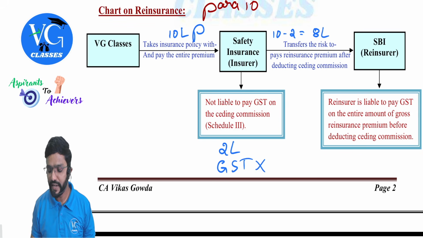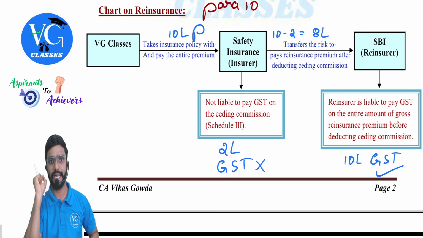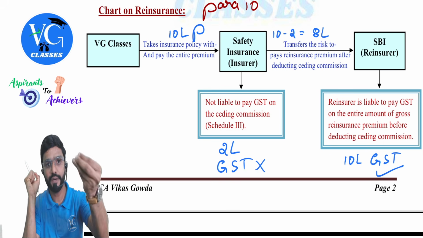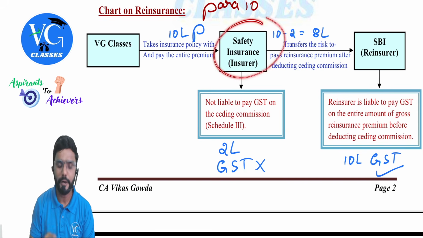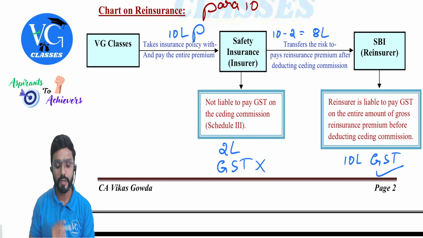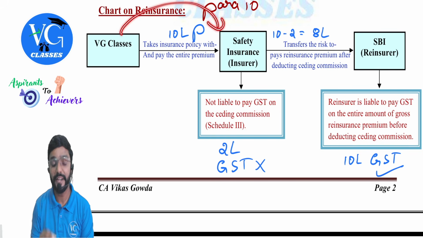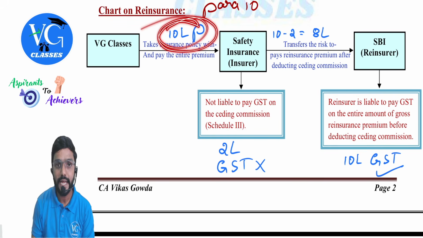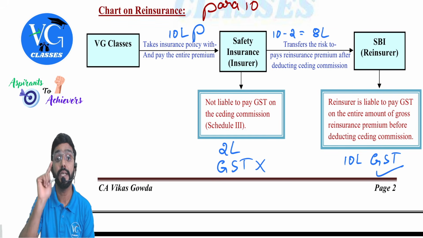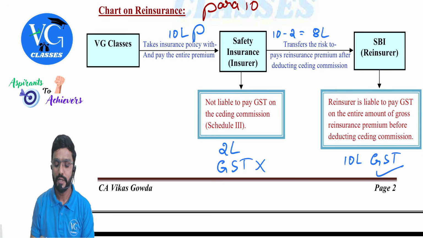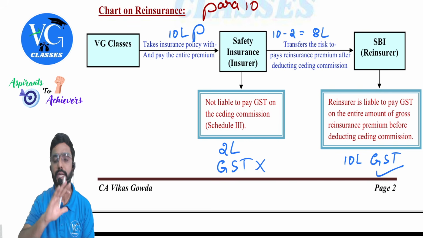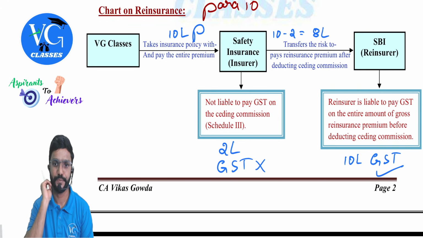But SBI has to pay GST on the entire 10 lakh, guys. That is the amount of premium before deducting ceding commission. Clear? So that is why they're telling this guy need not pay GST again. On whatever amount of premium VG Classes has paid totally, that is 10 lakh, on this entire 10 lakh premium, who is liable to pay GST? SBI, that is the reinsurer. Got it? And on the ceding commission, Safety Insurance, the insurer, is not liable to pay GST, guys. Hope you got it.